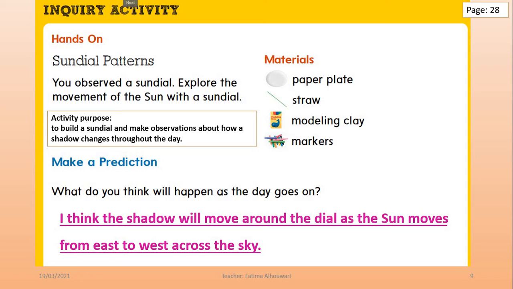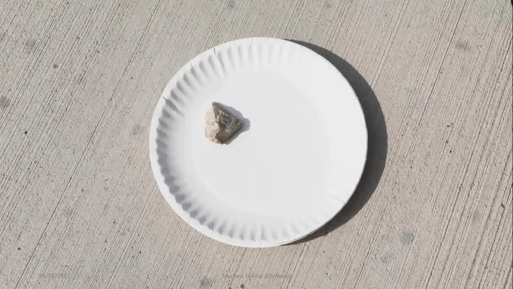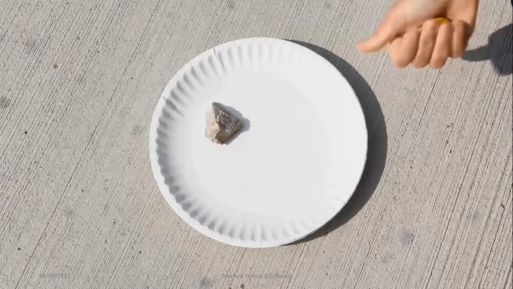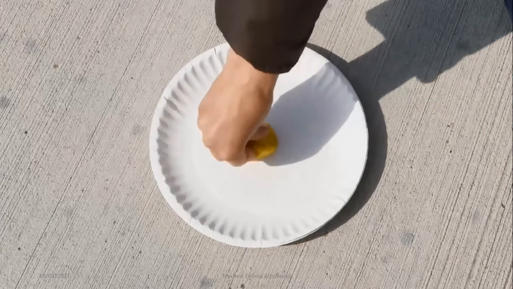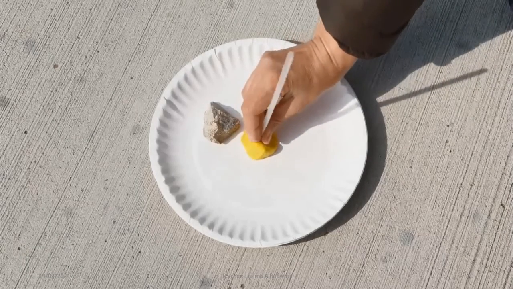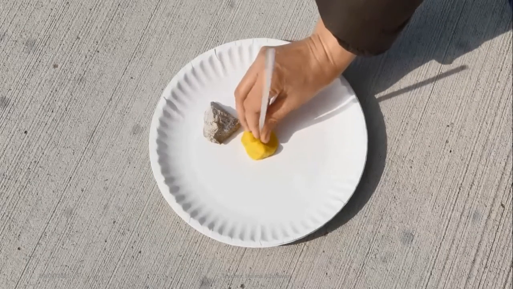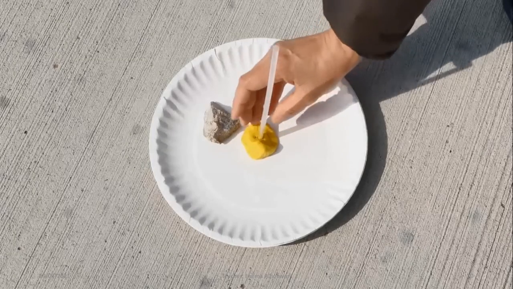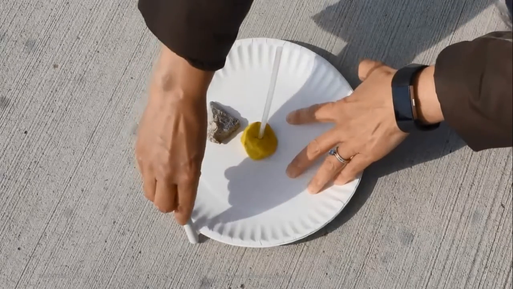For me, I think the shadow will move around the dial as the sun moves from east to west across the sky. To build your sundial, you will place the clay in the center of the plate. Next, insert your straw into the clay. Find a sunny area outside to place your sundial.